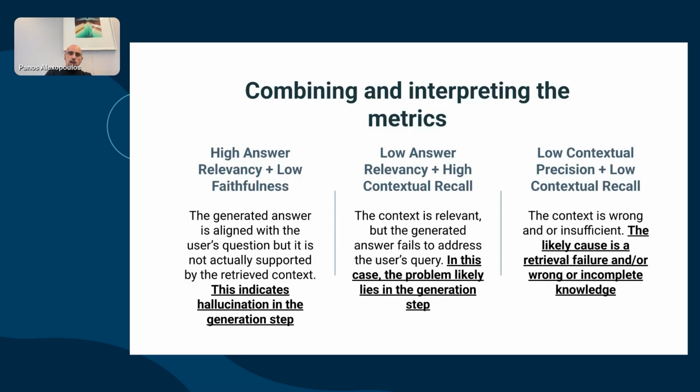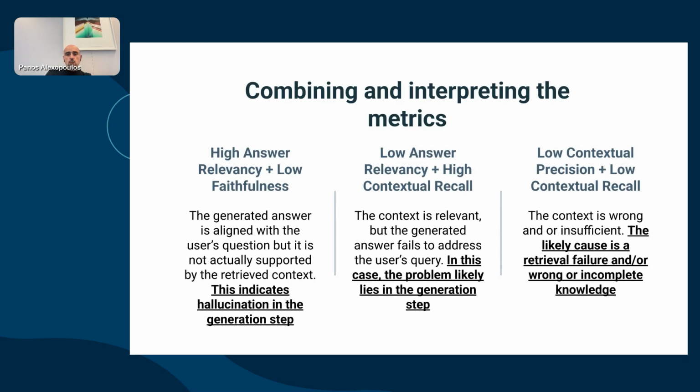A second scenario is when we have low answer relevancy and high contextual recall. That means that the context is relevant, but the generated answer fails to address the user's query. So it's an answer to another question practically. Again, here, the problem likely lies in the generation steps. It's not the retrieval, it's not the knowledge graph.